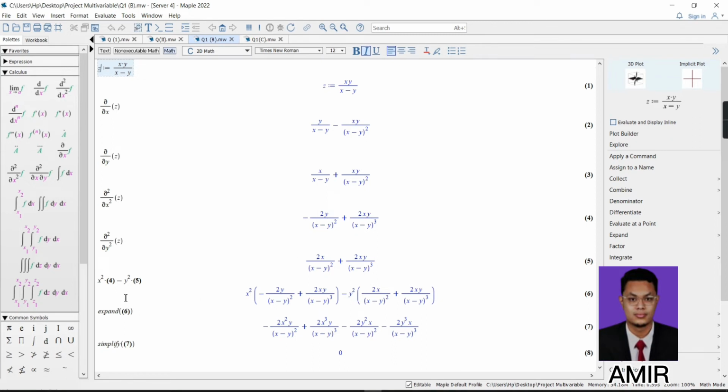we get this, and first we substitute the equation 4, and then minus y to the power of 2 times we substitute in equation 5, we will get this. After that, expand and simplify, we get 0.